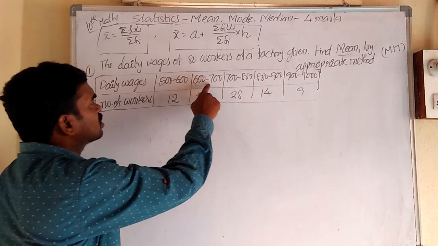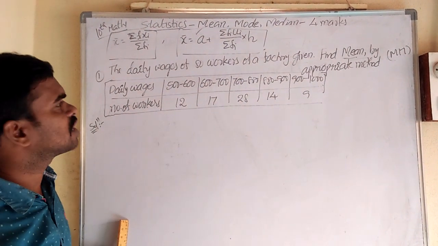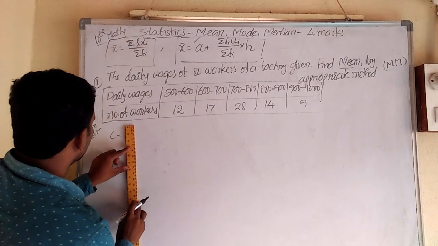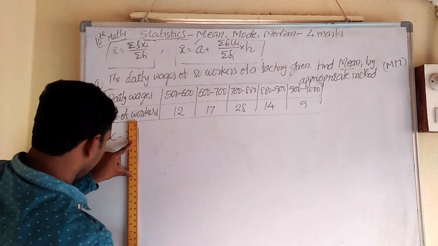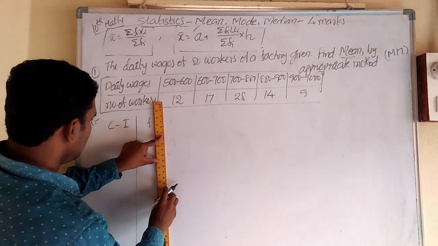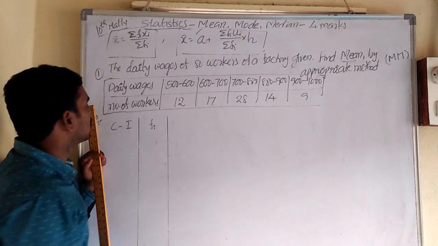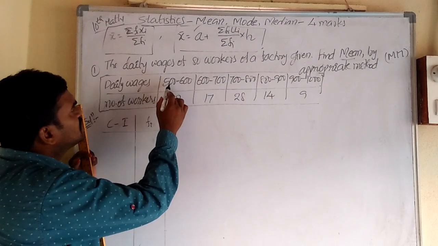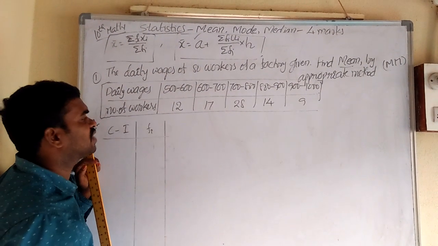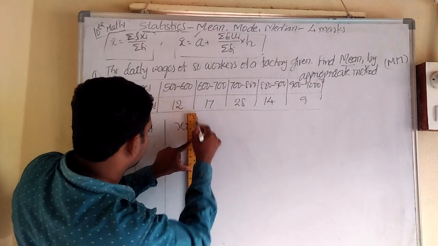See here, the numbers are numerically very large, so use the step deviation method. First of all, take daily wages as the class interval. Next, the number of workers is taken as the frequency fi. For each class interval we have to write the mid value. So 500 to 600, mid value 550. That is taken as the observation xi.